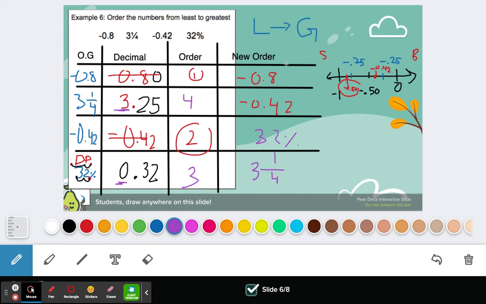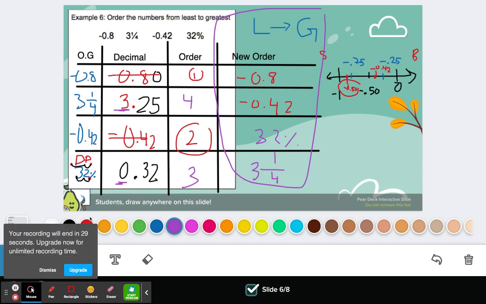So these are all my numbers in order from least to greatest, okay? Make sure you guys write this down, all these down, and write it into your paper, okay? And then move on to the next thing.